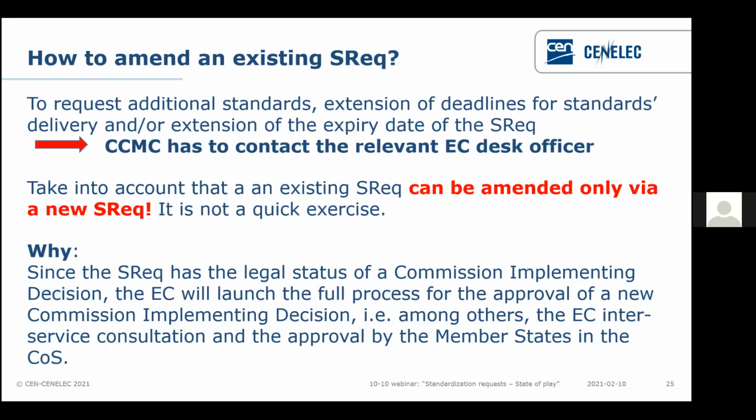What is the reason? Because, as I told you, the standardization request has the legal status of a Commission implementing decision. It means that this must go to the EC inter-service consultation, for instance, but also to the Committee on Standards. So if you want to change a deadline of only one standard in the standardization request, a new standardization request is needed, and this must undergo the full process for a standardization request, which means also the approval in the Committee on Standards.